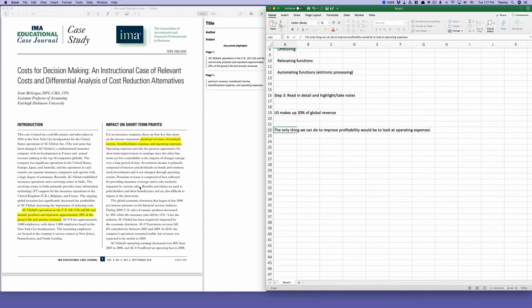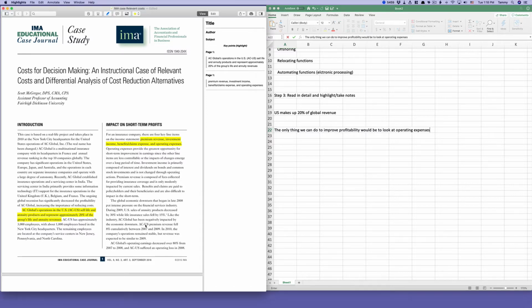Okay, so the global economic downturn that began in late 2008 put intense pressure on the financial services industry. During 2009, U.S. sales of annuity products decreased by 30%, while life insurance sales fell by 15%. Like the industry, AC Global has been negatively impacted by the economic downturn. Here comes an important thing. U.S. premium revenue fell 8% cumulatively between 2007 and 2009. In 2010, the company's operations remained stable, but revenue was expected to be similar to 2009.